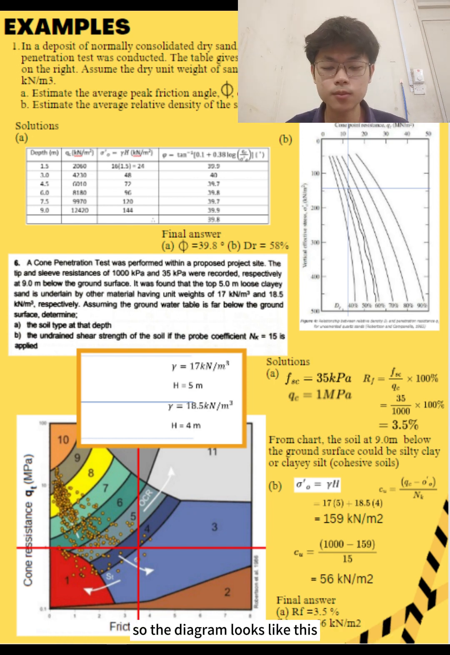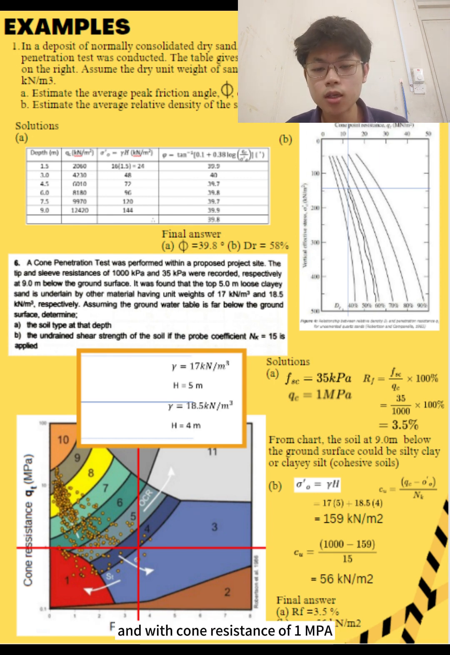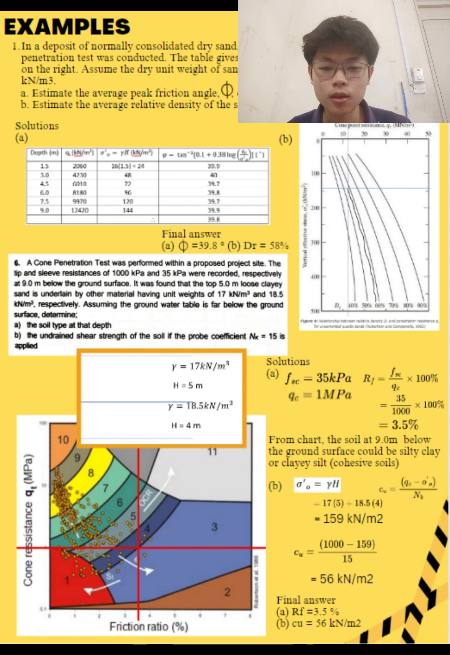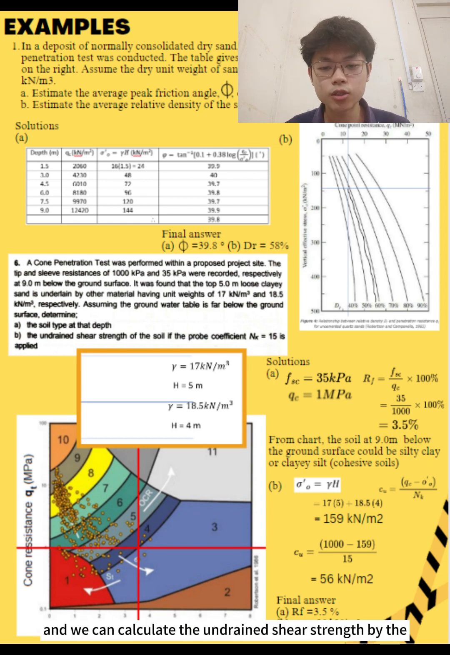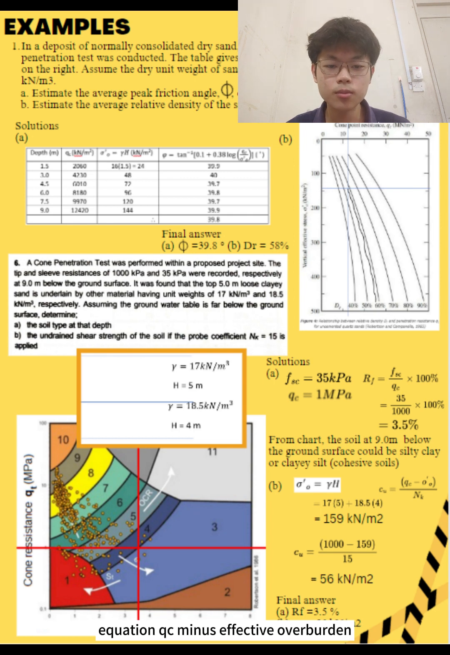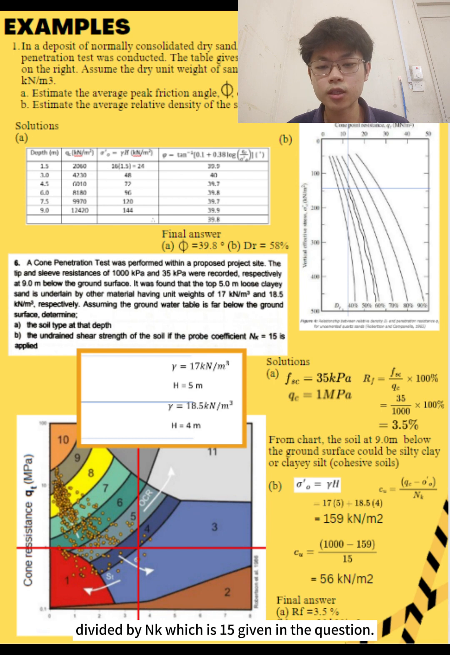So the diagram looks like this. First, we calculate the friction ratio, which is 3.5%, and with cone resistance of 1 MPa, we can estimate the soil at 9 meters below the ground surface could be silty clay or clayey silt. Next, we calculate the effective overburden, which is 159 kN per square meter, and we can calculate the undrained shear strength by the equation (qc minus the effective overburden) divided by Nk, which is 15 given in the question. So the final answer is 56 kN per square meter.